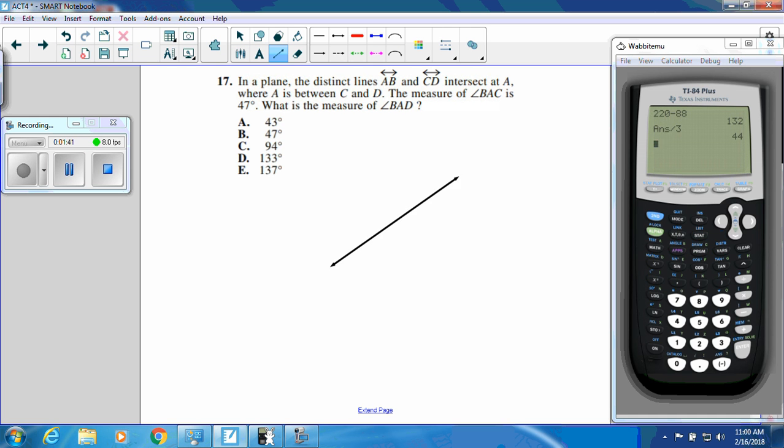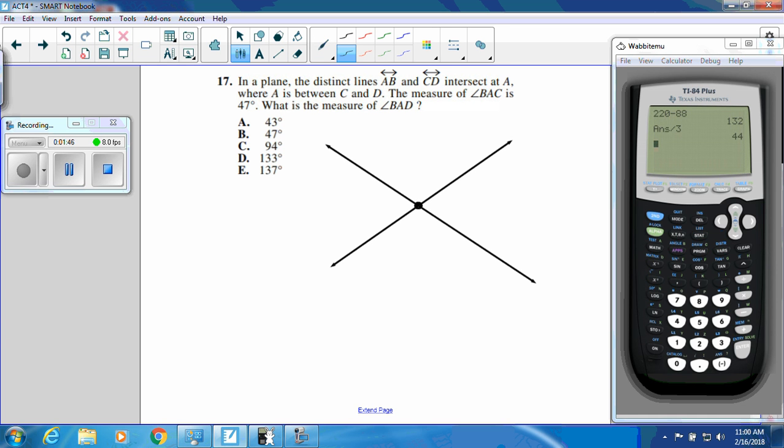So here we go. I need two lines, and it says they intersect at A. So I'm going to let that middle part there be A. I'm going to let this line right here be line CD. And then this other line is going to be AB, so I'm going to put B right there. Okay. And we have the measure of angle BAC is 47 degrees. So BAC is 47. And we want to know what the measure of angle BAD is. So BAD. We want to know that angle right there.